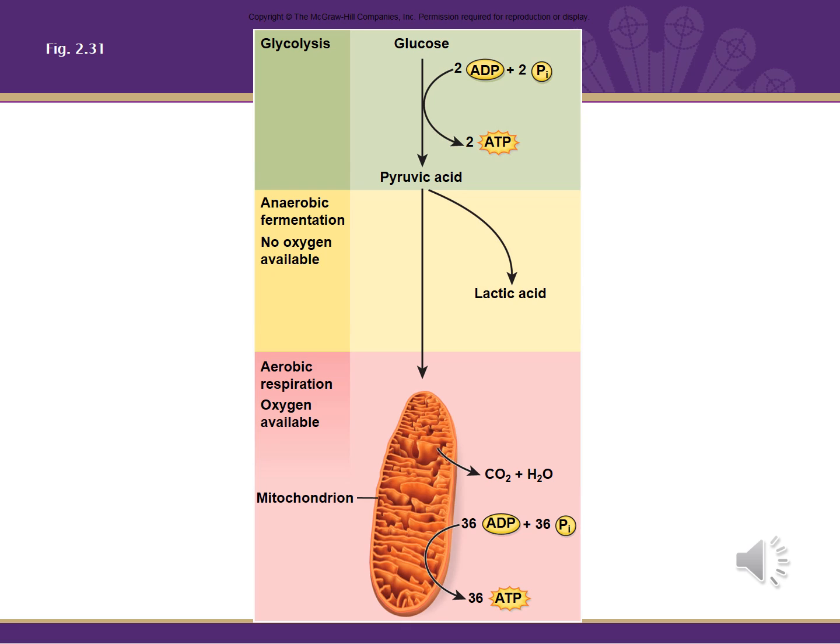Oxygen is used to convert pyruvic acid, ultimately through a series of steps, resulting in the production of a large amount of adenosine triphosphate. Additionally, water, heat, and carbon dioxide are byproducts of this pathway. Both systems utilize glucose, but anaerobic fermentation results in only the production of 2 molecules of ATP per glucose.